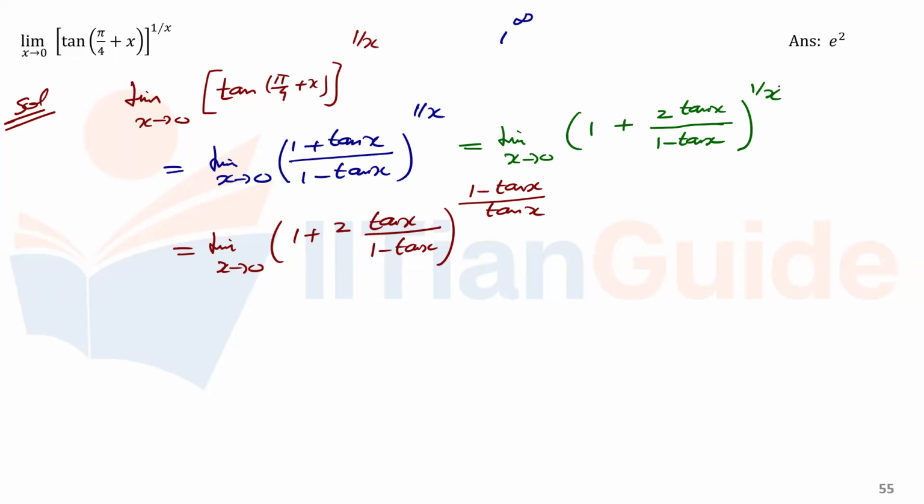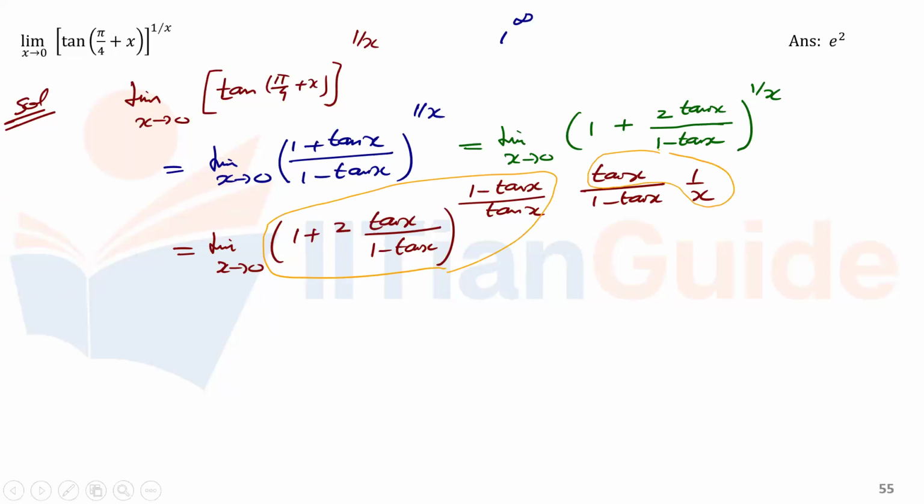In the power, it was given 1 by x. So I will have to write tan x divided by 1 minus tan x, and 1 by x is left. Is that okay? Now I have got the answer. I am writing directly. This much part is the formula. It will be e power 2. In the power term, we are observing a term tan x by x. It will become 1. Now I'm putting the values.